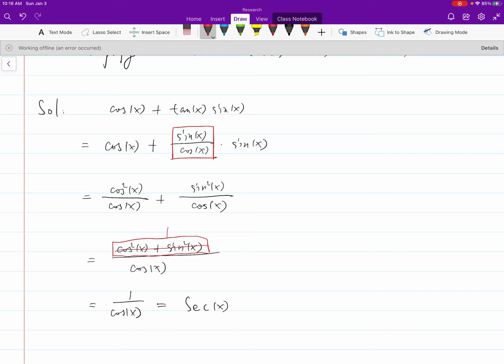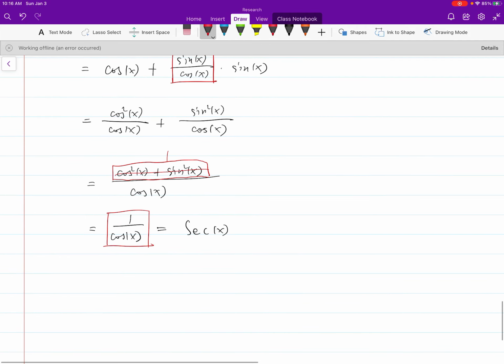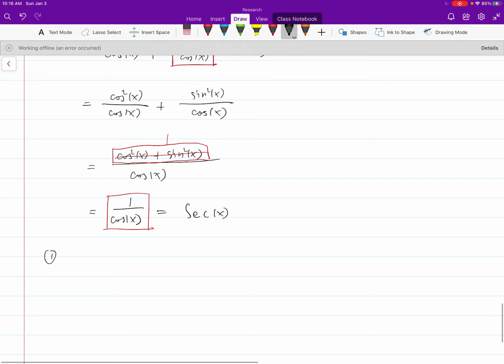So what did you do? Number 1, you recognize some trig identities here and here. You recognize them, so you change them to something else. Tangent, don't do it, do sine over cosine. Sine squared plus cosine squared, don't do it, change it to 1. And of course, changing it to 1 is better. And then finally, when you have 1 over cosine, you change it to be secant. So there are 2 major things you need to know.